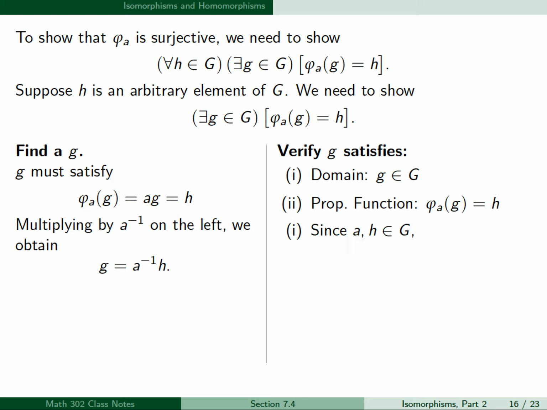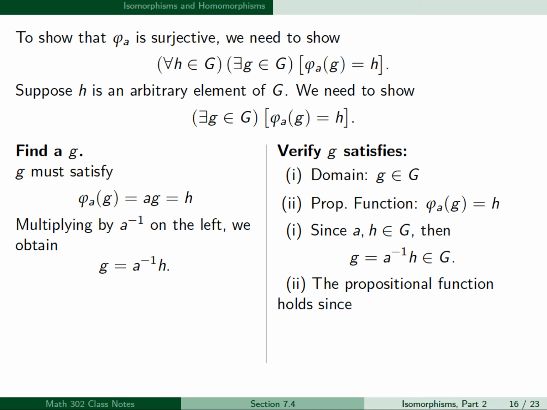So we've got our g, and since A and h are both in G, then g equals A inverse h belongs to G also. And the propositional function holds since phi sub A of g is just Ag, which is A times A inverse h, and the A and the A inverse cancel each other, they equal the identity, so this leaves us h. And therefore phi sub A is surjective.